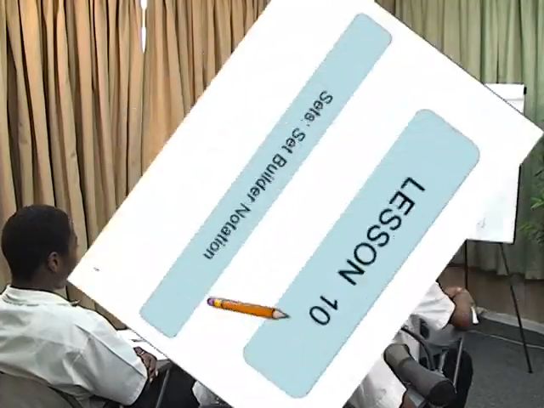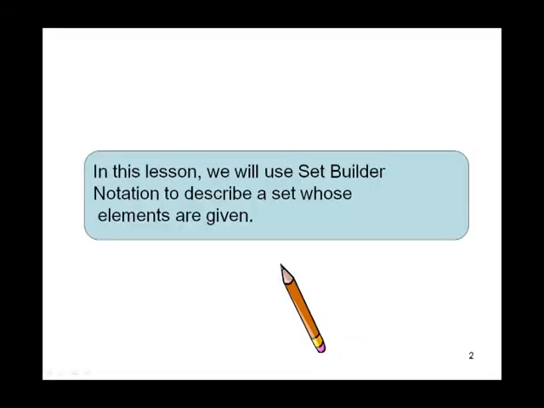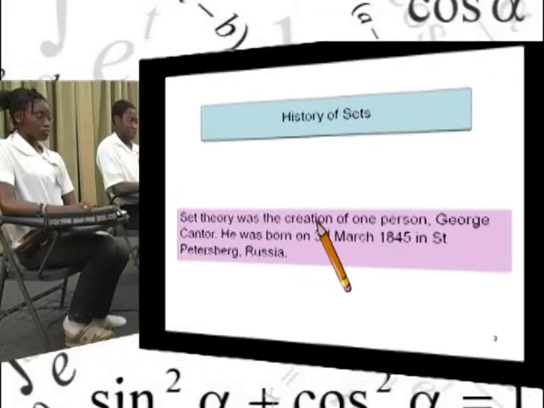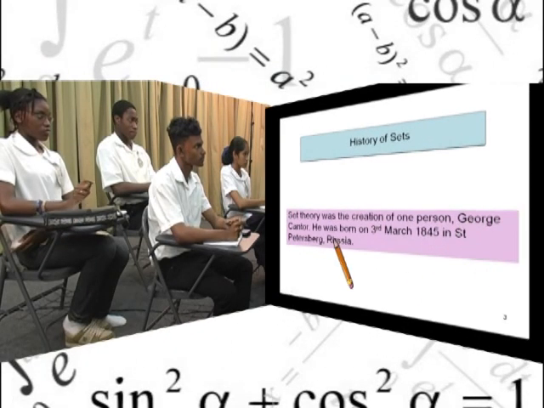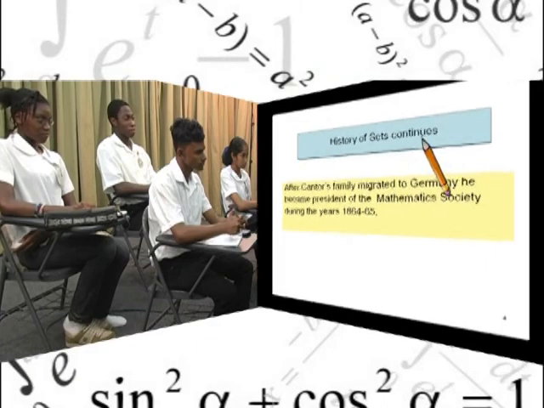Well, let us recap quickly. Look here. Lesson 10. Sets, set builder notation. In this lesson, we will use set builder notation to describe a set whose elements are given. History of sets. Set theory was the creation of one person, George Cantor. He was born on the 3rd of March, 1845 in St. Petersburg, Russia.